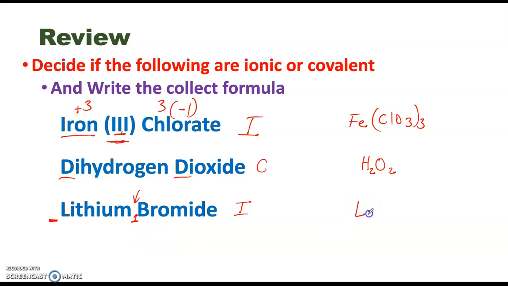So now I go LiBr, and I check lithium on my yellow sheet. It's a +1 charge. Bromine is a -1 charge. This balances, so LiBr is my final answer.